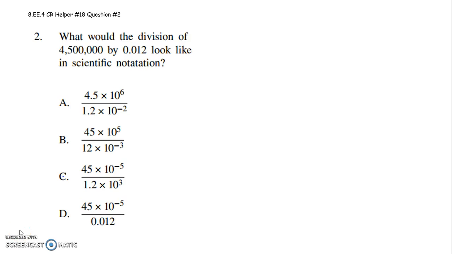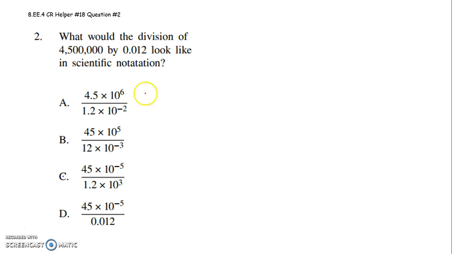Eighth graders, this is to help you with question 2 on CR 18. It says, what would the division of 4,500,000 by 0.012 look like in scientific notation?